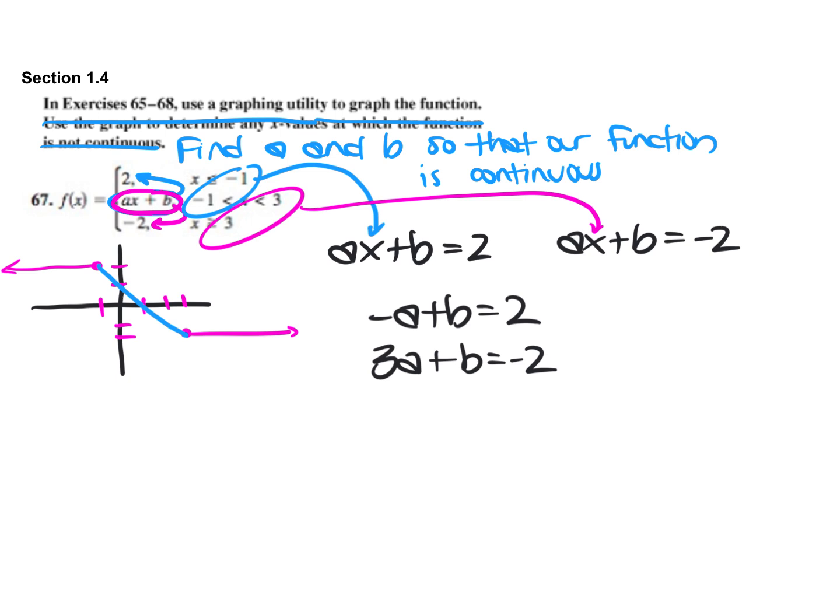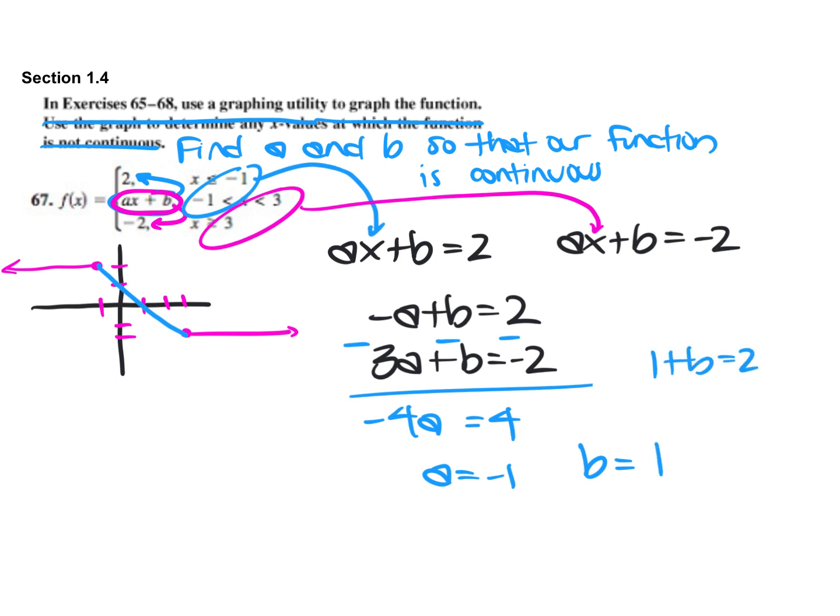So this, I will just easily eliminate my b's by subtracting. Negative 4a will equal 4. Therefore, a is equal to negative 1. And then I can plug back in and find that b, that would give me 1 plus b is equal to 2. B is just equal to 1. Okay? So that's telling me that this line right here has the equation y equals negative x plus 1 to make them meet. All right?